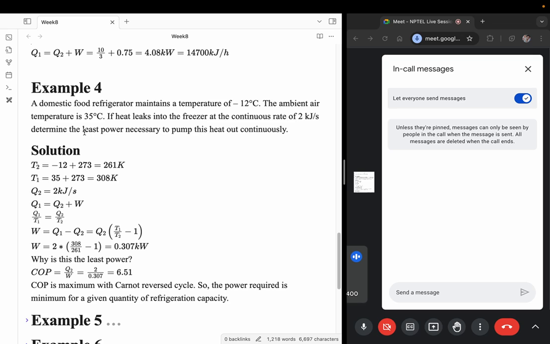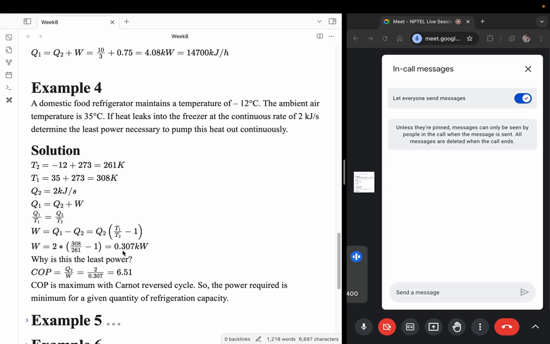So why are we saying that this is the least power? This comes from the relation that we have here. This relation is valid only in case of reversible processes. If a certain process is irreversible, which means there are some irreversibilities like heat transfer happening at a finite temperature difference and some other cases, what would happen? It would increase the required work. So in this case, instead of supplying 0.3 kilowatt, you would be supplying a higher amount of work.